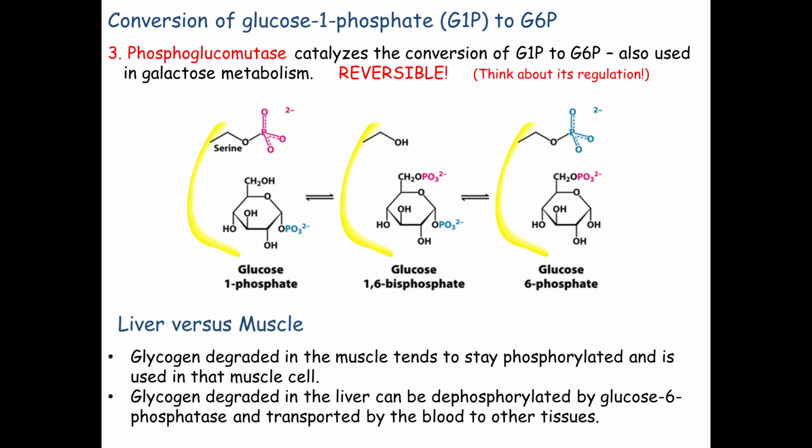And if that serine is lacking a phosphate, then this enzyme cannot function, right? It can't do this isomerization. So that's one way to control it. There must also be what type of enzyme available to turn it back on.